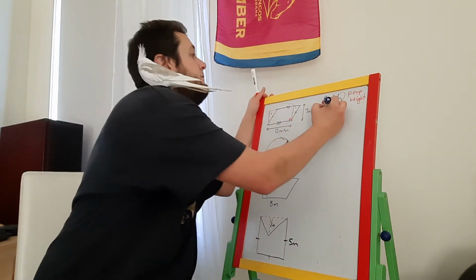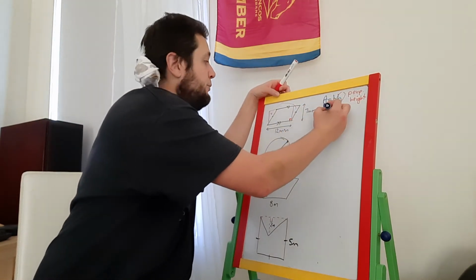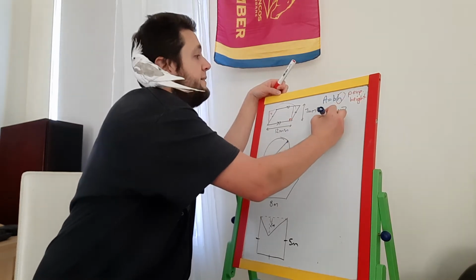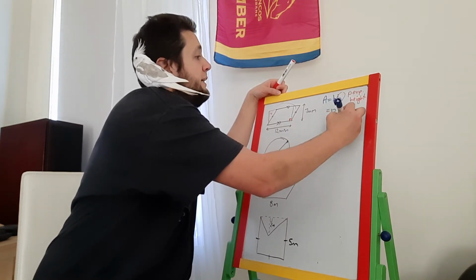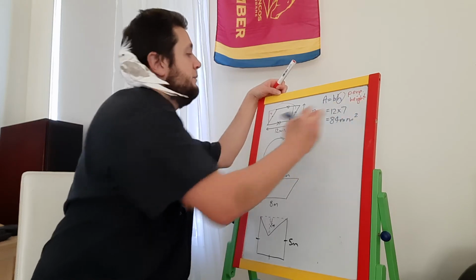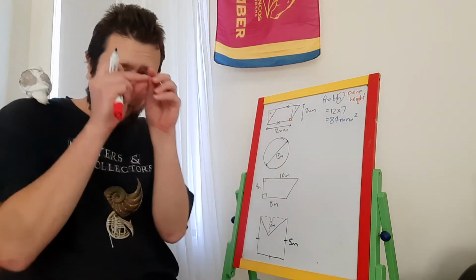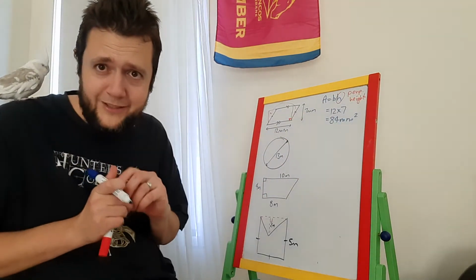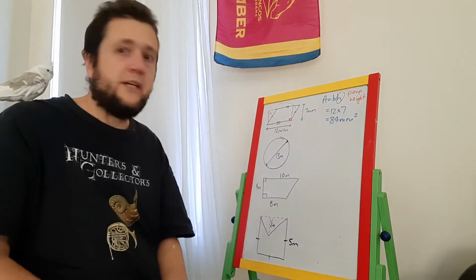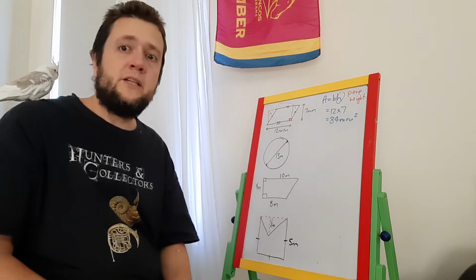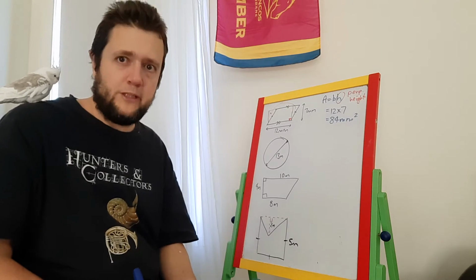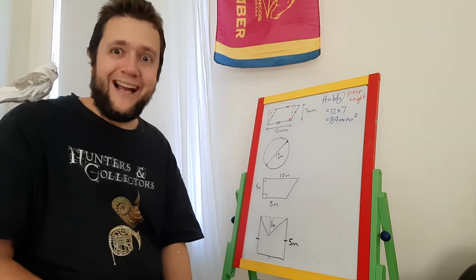Same process. Once we've done that, we state the formula, we put in the values, base is 12, height is 7. We calculate that out, we get 84 millimetres squared. So there'd be 84 little 1 millimetre by 1 millimetre bits in that object. The second object here is extension for year 7, but I am including it anyway. It is called a circle.